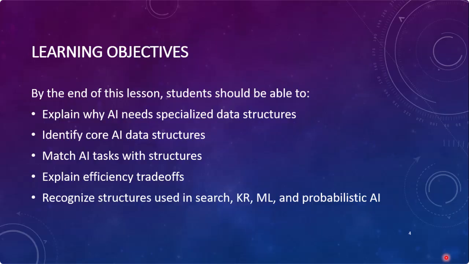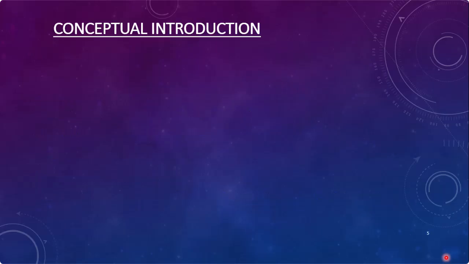So by the end of this class, you'll be able to explain why AI needs special structures, identify the core ones, match them to specific AI tasks, and understand the trade-offs in efficiency. We want to recognize which structure works best for search, machine learning, and knowledge representation.